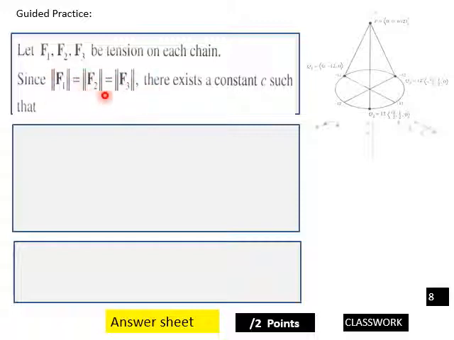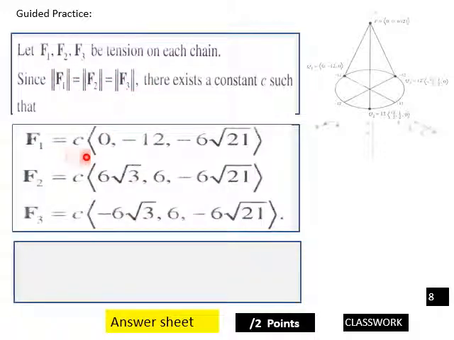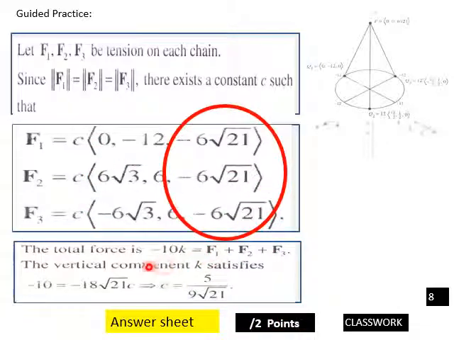I'm going to set up a symmetrical system here now. F1 will be C times these 3 component vectors here. And then the total force is -10K equals F1 plus F2 plus F3. The vertical component K satisfies -10 equals -18 times 21C, which is what we get when we add these 3 together. When you calculate this out, C will equal 5 over 9 times radical 21.